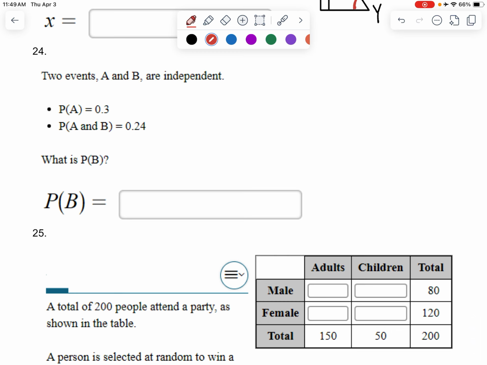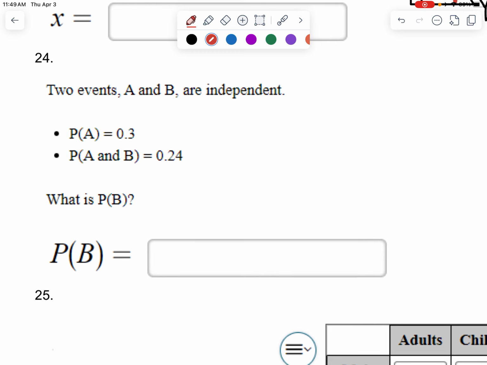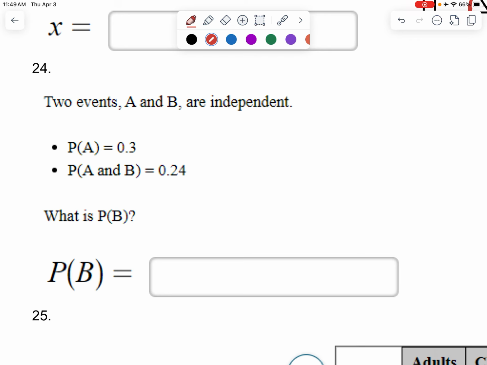All right, our next problem, 24. Two events A and B are independent. It gives us the probability of A is 0.3 and the probability of A and B is 0.24. On your formula sheet, which you do not have in front of you, actually never mind, that's A or B. For A and B, we should know when we see the word and, right? Given is division, or is addition, subtracting out the overlap, and means we are multiplying. So that means the probability of A times the probability of B is equal to 0.24.